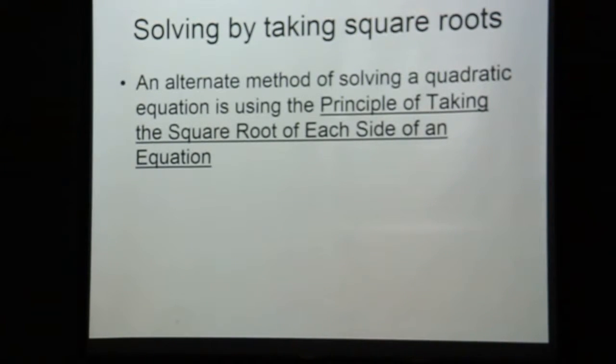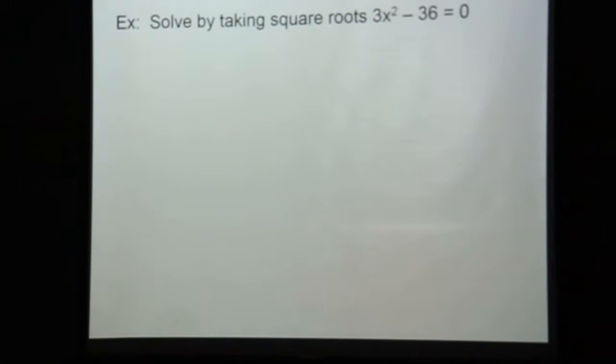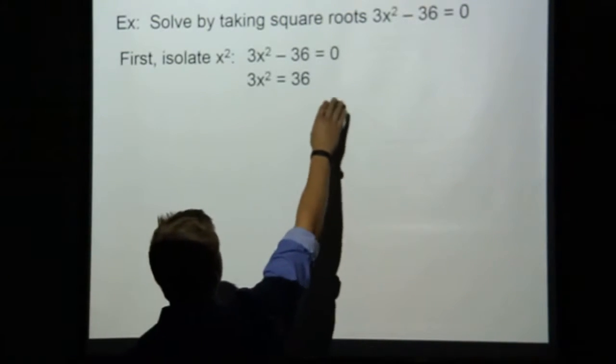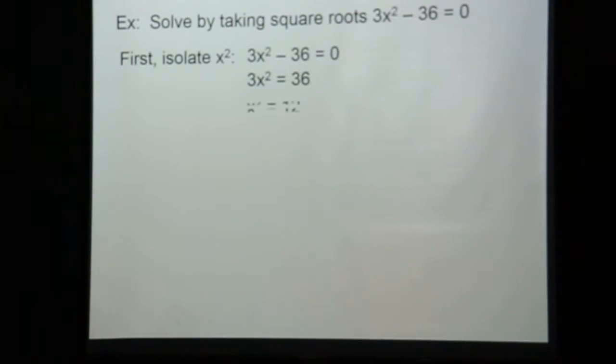Alternative method of solving a quadratic equation is using the principle of taking the square root of each side of an equation. So, if x squared equals a, then x equals plus or minus the square root of a. You'll remember doing this at the beginning, in 6-1, we did stuff like this. So what I mean in the context of this problem is we've got 3x squared minus 36. So another way to solve this one is, what if I move 36 to the other side? I can do that, and then I can divide by 3 and I get x squared equals 12.